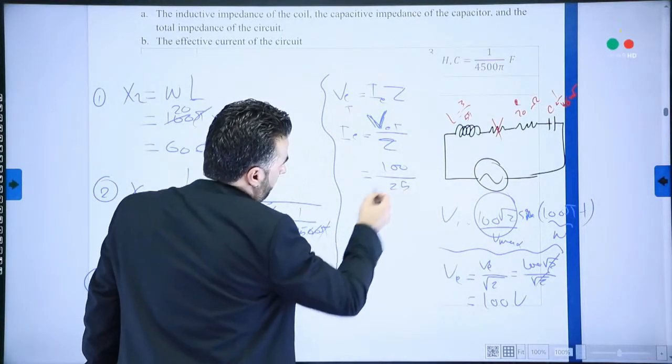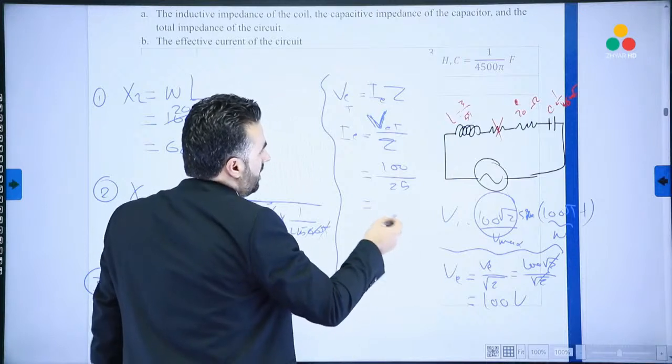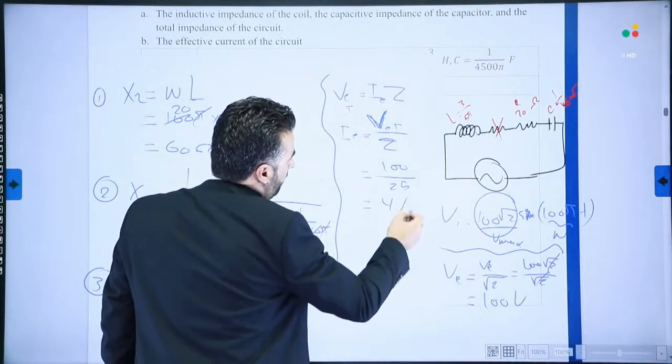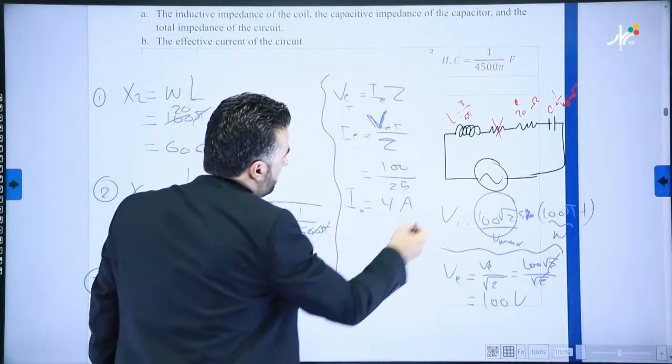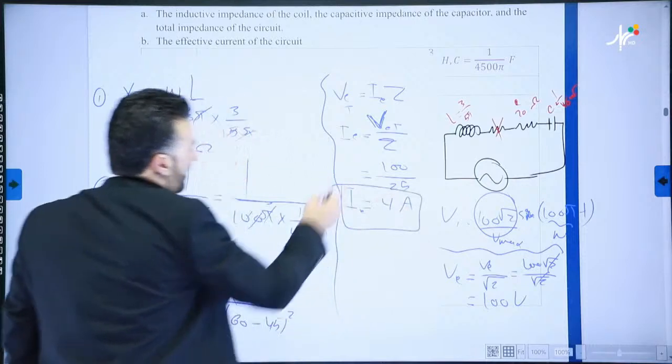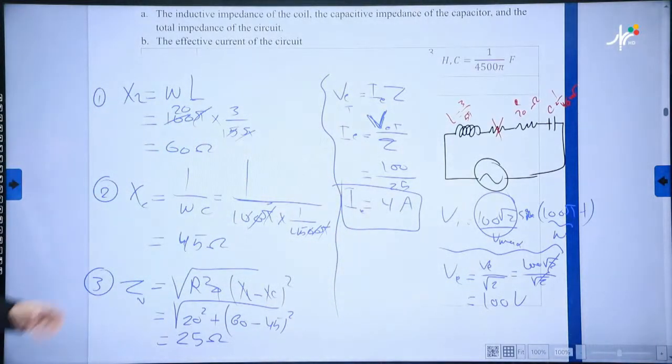So 25, then of course 100 divided by 25 is going to be 4 amperes. So we can say I effective through the circuit is 4 amperes here. So this is how you can find the values.